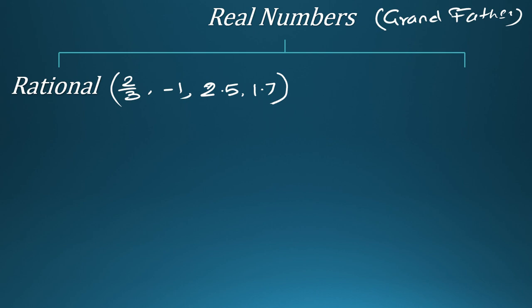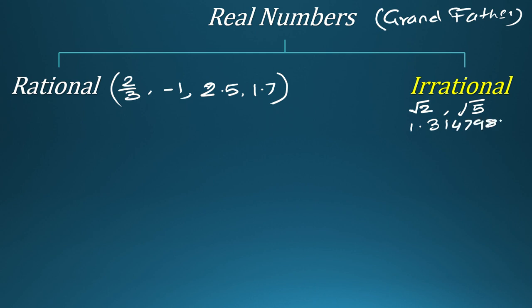And another son of real number, another category of the number is irrational number, where you have square root of 2, square root of 5, or 1.314798014, like this. Okay, non-ending numbers. And now here you see, for the rational number, we have further family, but for irrational number, we don't have anything. Irrational number finishes from here.